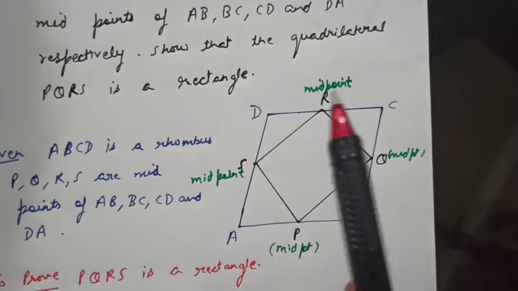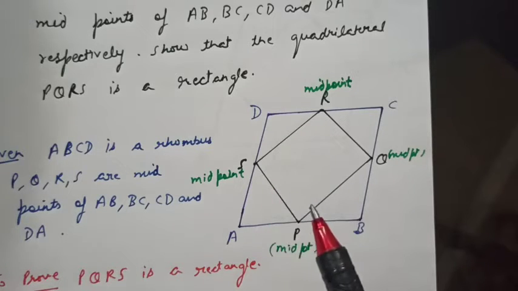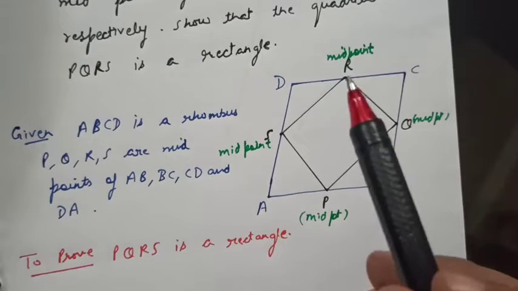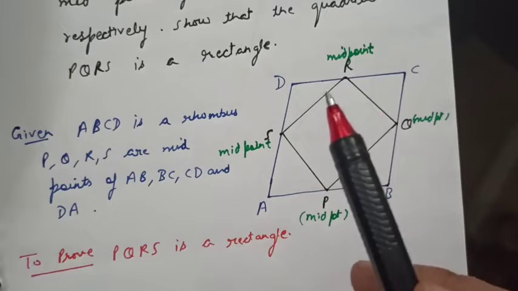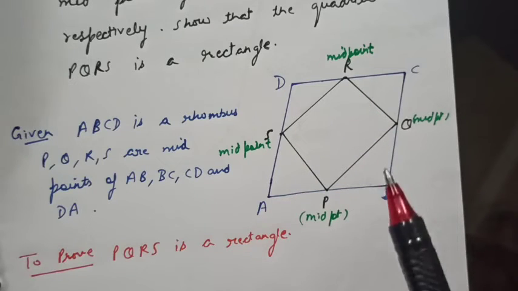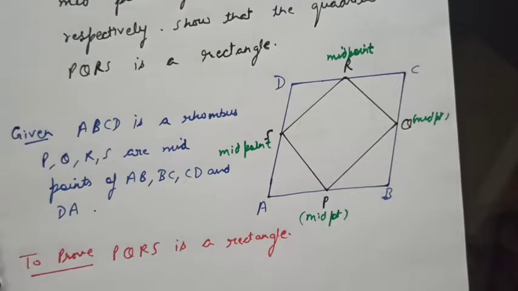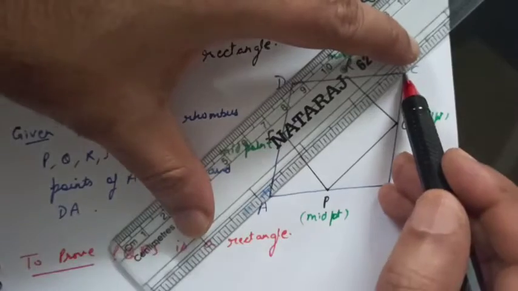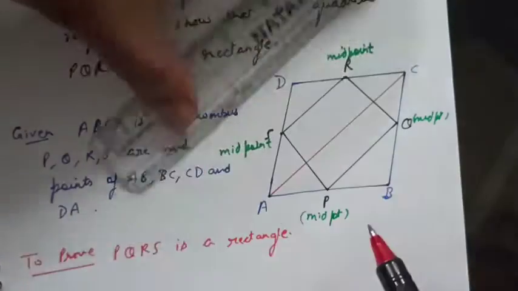तो rhombus के midpoints को join करेंगे तो क्या बनेगा? Rectangle, right? To prove that we need to prove that PQRS is a rectangle. तो rectangle prove करने के लिए सबसे पहले हमारे को क्या प्रूव करना पड़ेगा कि PQRS क्या है? It is a parallelogram, right? So we are going to prove that it is a parallelogram first, right? तो हम क्या करेंगे? We are going to join AC, right?